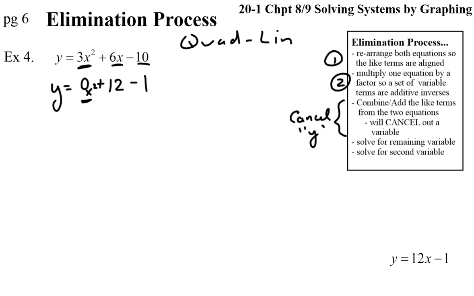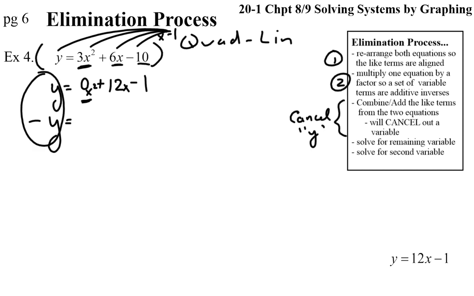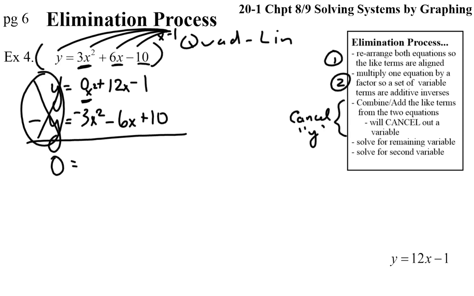So I am going to cancel out the y's. I'm going to multiply this entire first equation by -1, because multiplying every part by -1 will give me -y, and now I have my additive inverses. I'll have a -3x squared, -6x plus 10. So multiply everything by -1, y's cancel. I'm left with -3x squared plus 6x plus 9. And there's now the quadratic that can be solved.